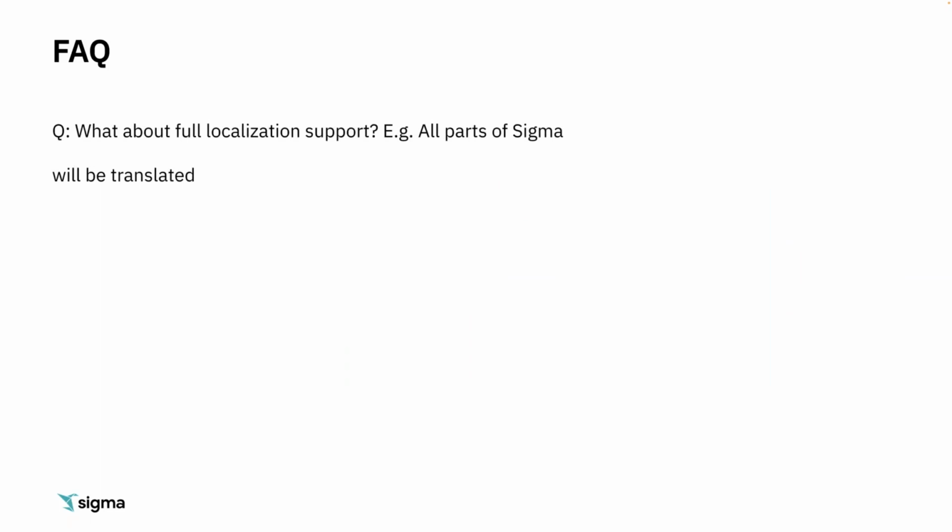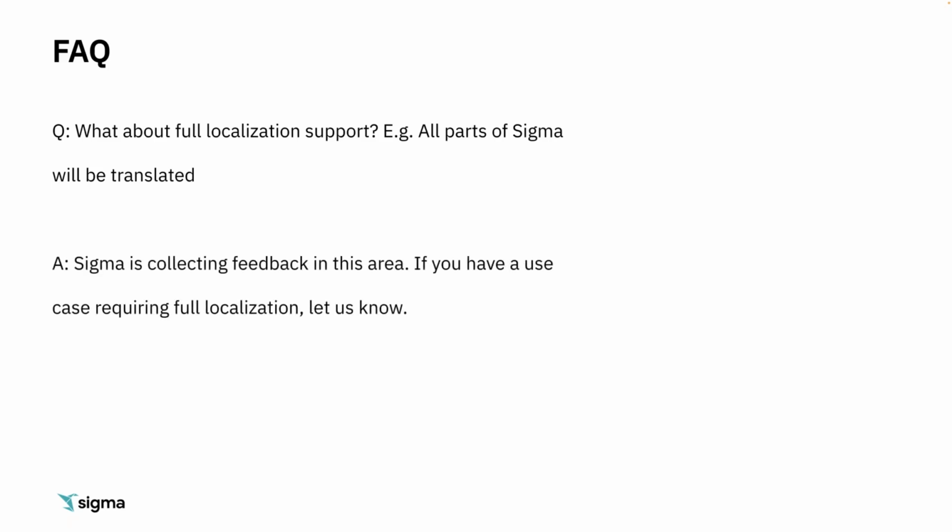And let's take a look at any FAQs that we have here. So a common one that we get asked is, well, this is just the view only mode. What about the full localization support? Like really being able to give Sigma the ability to create new workbooks in a completely different language where everything is translated. So this is definitely a question that we get pretty often, as you can imagine. We haven't committed to this yet, but we're definitely looking for feedback in this area.